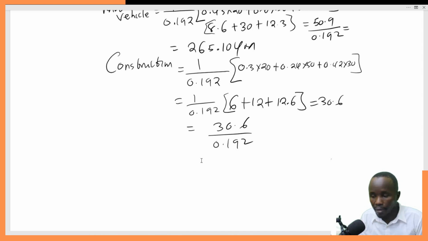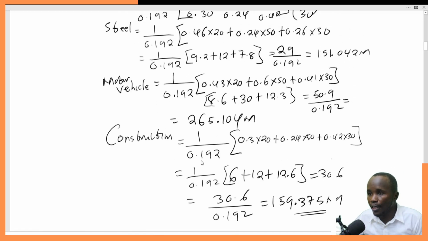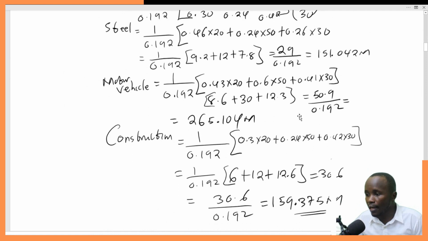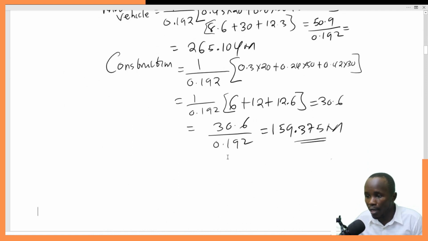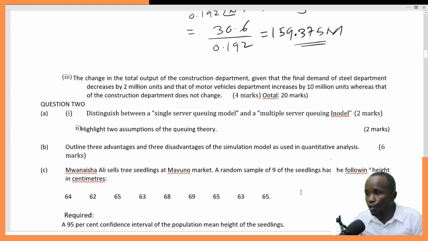This one divided by 0.192, giving you the output here of 159.375 millions. Now, we are done with this question here. You are told that you have total output in each department. So this is the output that is required. Now, part 2 of this question.